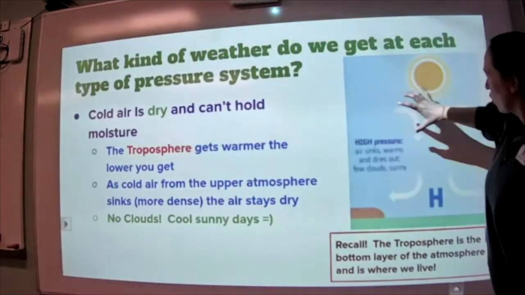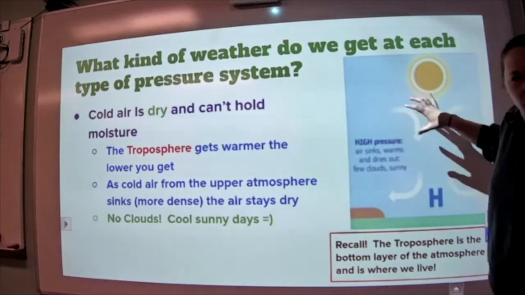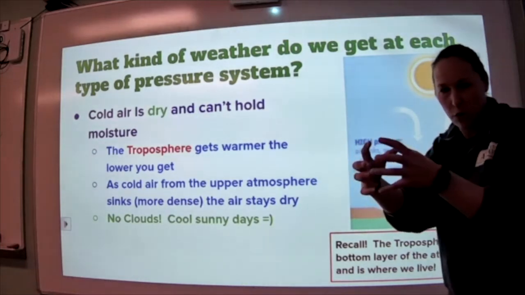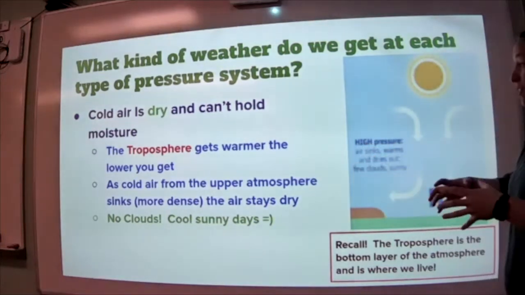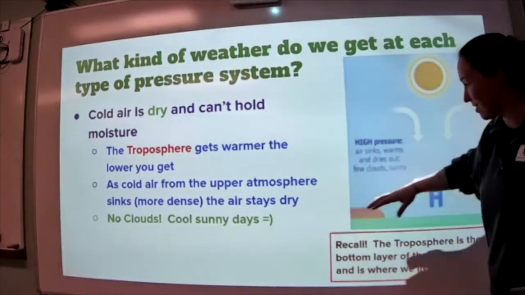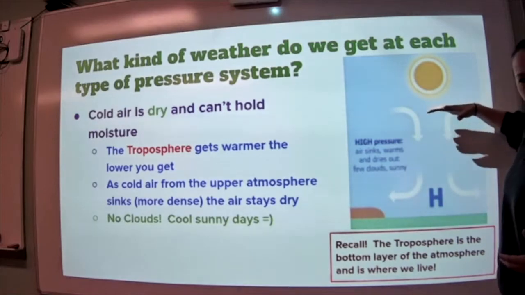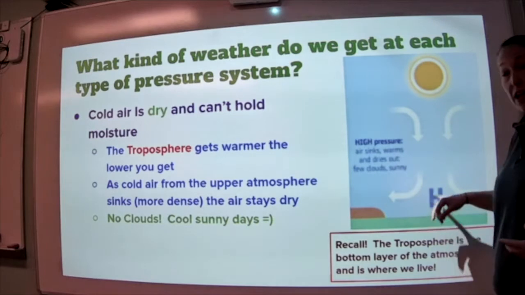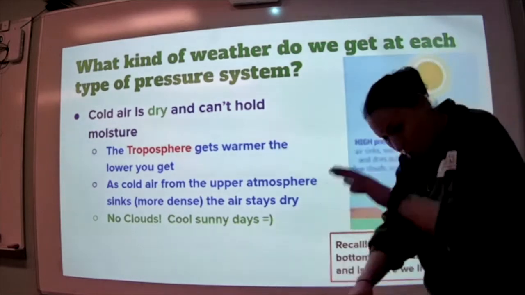So this really cold, dry air, remember cold things, those particles can't move fast, so they move closer and closer together, causing it to be more dense. So this really cold, dry air in a high pressure system sinks down to the ground. And that's what creates high pressure. It's air pushing down on the ground.